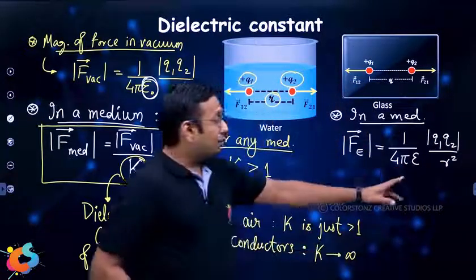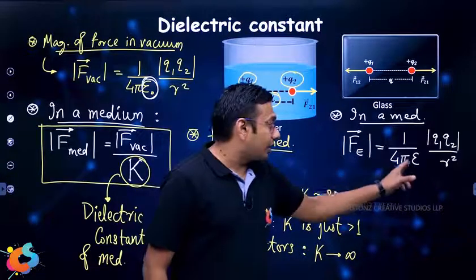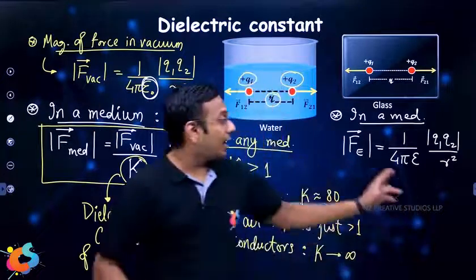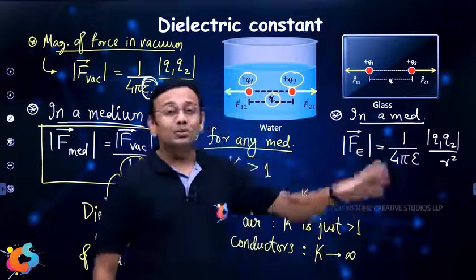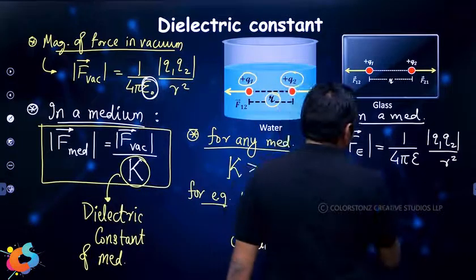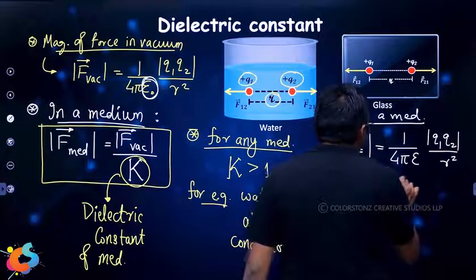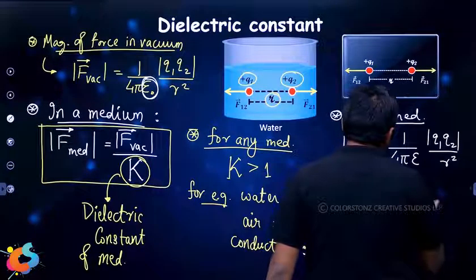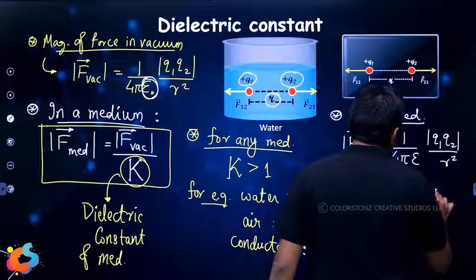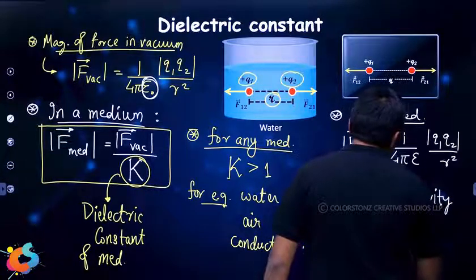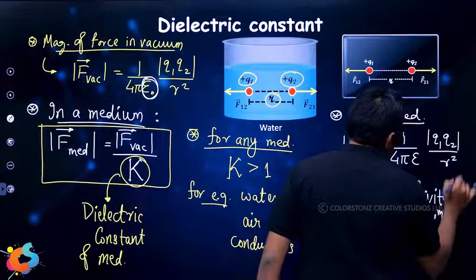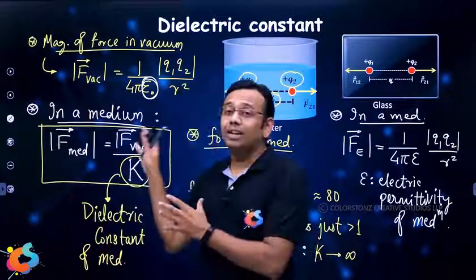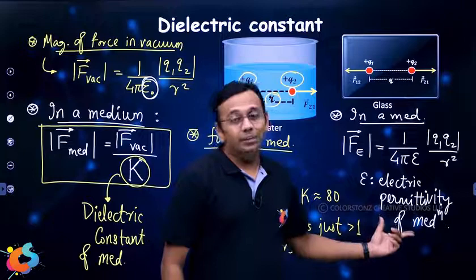Observe here, I have not put the epsilon naught. Here we put epsilon naught, but here I am writing only epsilon. So we are saying that this epsilon is the electric permittivity of that particular medium, the electric permittivity of medium. Just like how we had electric permittivity for vacuum, this is the permittivity of medium.